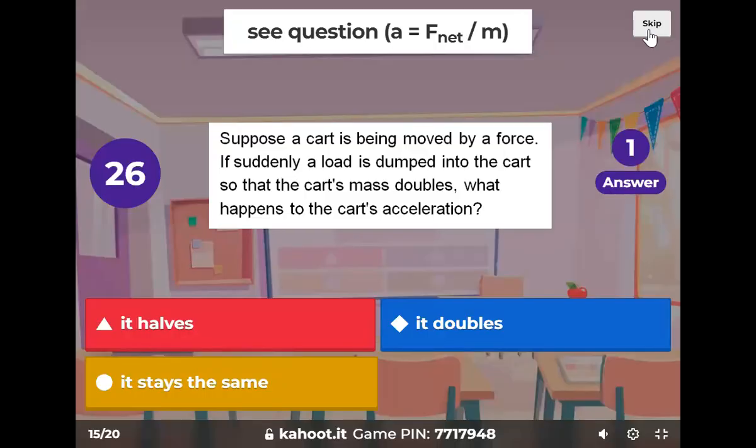Suppose a cart's being moved by a force. Suddenly, a load is dumped into the cart, so that the cart's mass doubles. What happens to the cart's acceleration now?